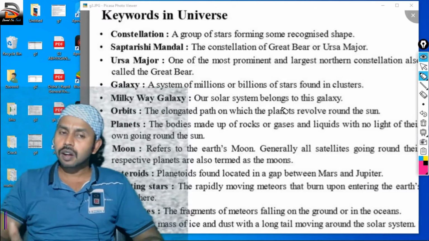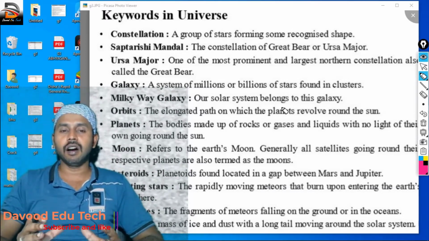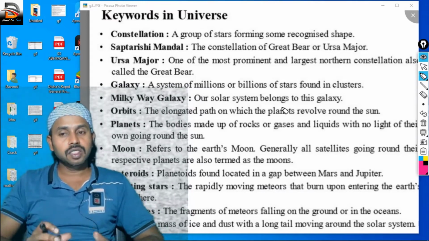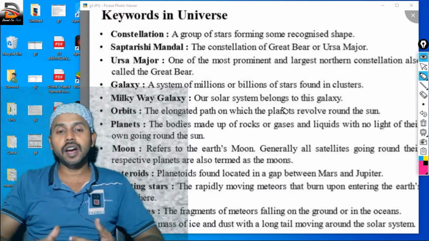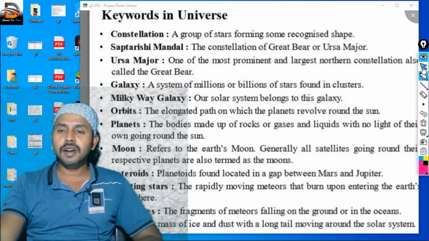That means our Earth is also a planet. Why do we say planets? A planet is made up of rocks, gases, and liquids, with no light of its own, going around the sun. That means our planets are not emitting light.